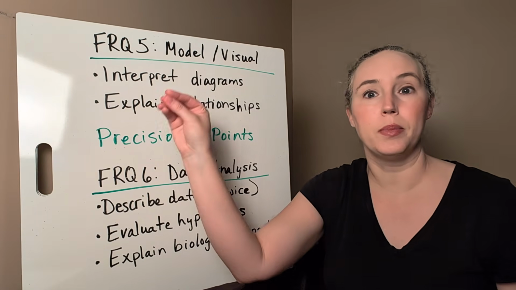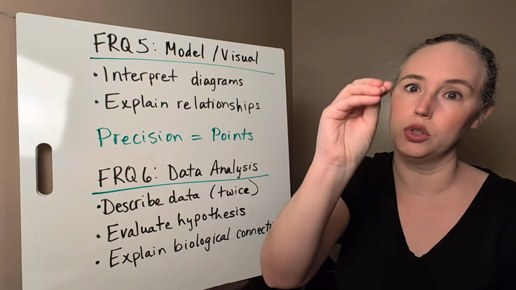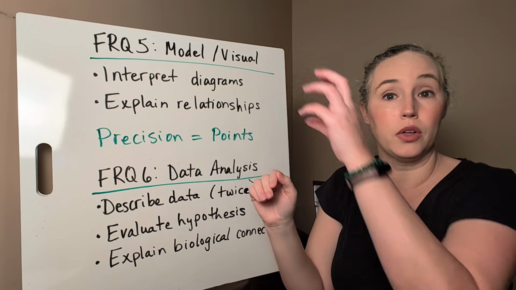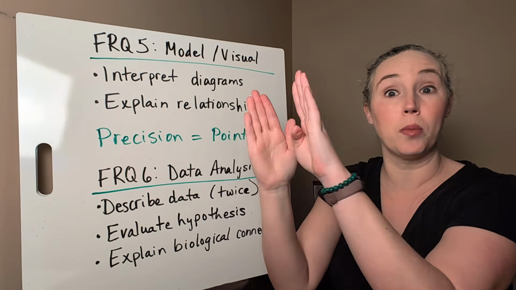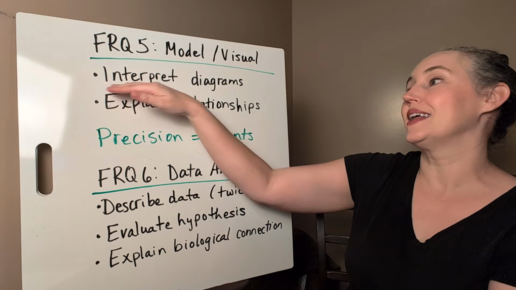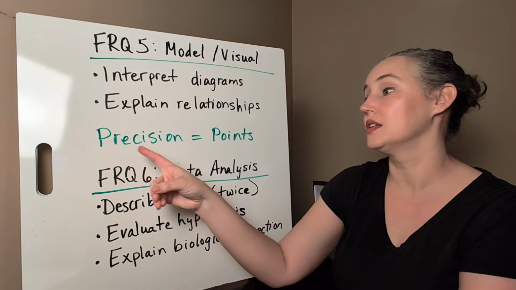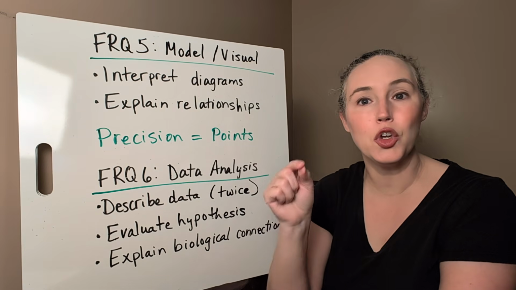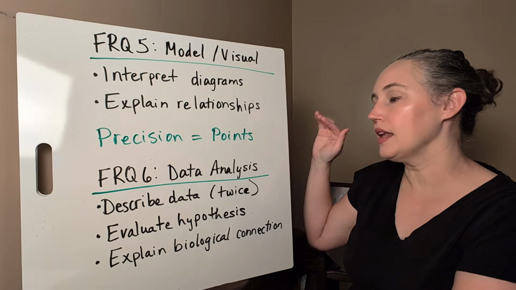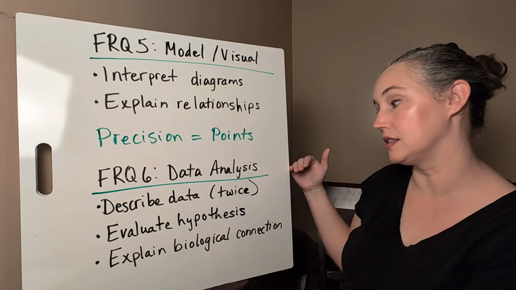Right, where enzyme B makes product 1 and enzyme C makes product 2, and what happens if enzyme B gets a mutation, right? You have to be able to use the visual model to help you answer. On this one, you've got to interpret the diagram and explain relationships between different parts. Precision in your explanation is where you're going to get points. And then the last FRQ is data analysis.